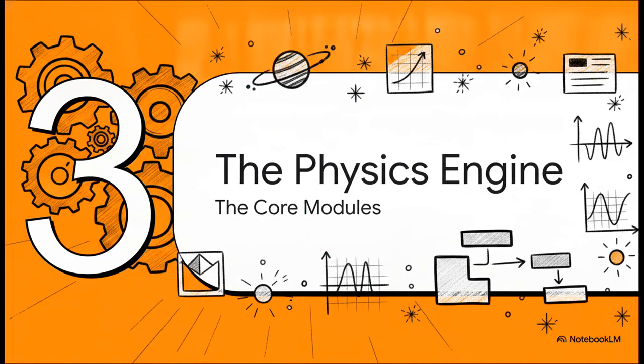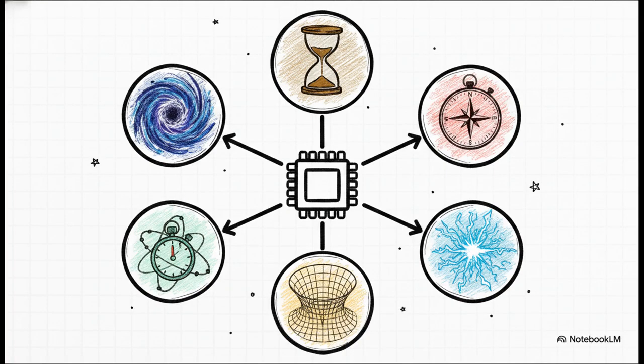Section 3. The Physics Engine, the core modules. All right, let's talk about the engine. Our blueprint calls for a production-quality, object-oriented Python architecture built on 6 highly specific modules. Just imagine writing a class structure for a wormhole generator or instantiating a quantum clock. You're also building a space-time engine, a time coordinate system, an energy calculator, and a timeline simulator.